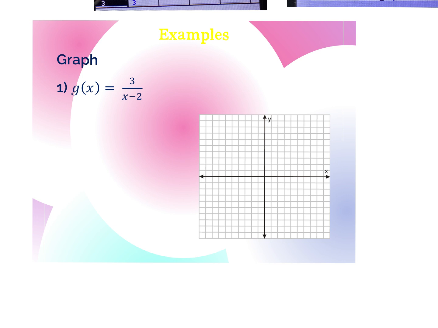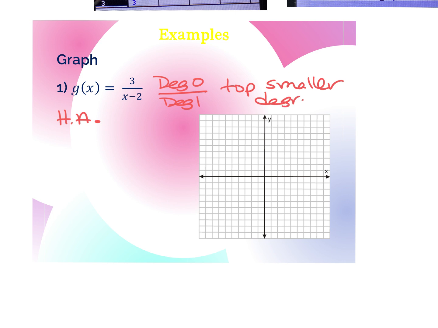So I'm going to work on finding the horizontal asymptote first. So remember, for the horizontal asymptote, we have to look at the degrees. The degree of my numerator here is 0. The degree of the denominator is 1. The top has the smaller degree. So when the top is smaller, then the horizontal asymptote is always y equals 0. And I'm going to go ahead and put this on my graph. I'm just going to put it in as a dotted line.